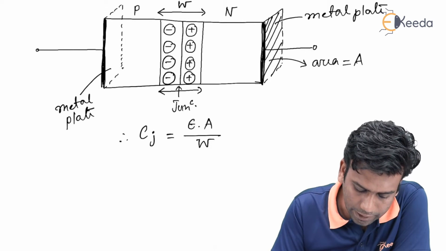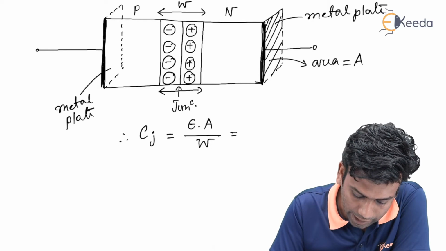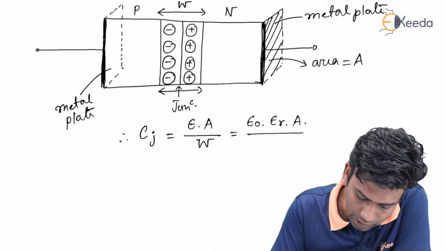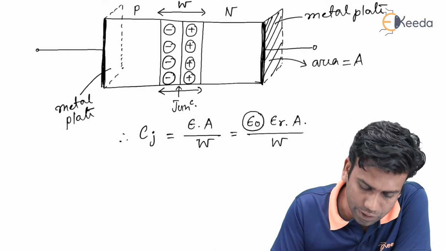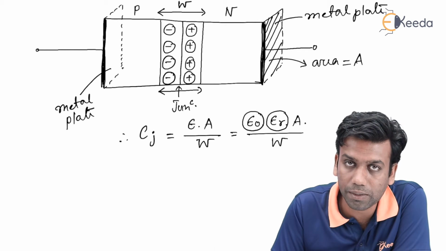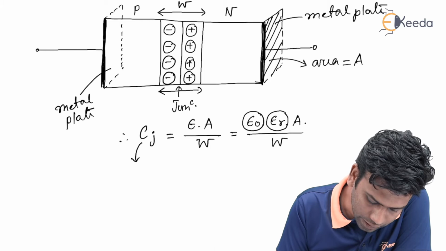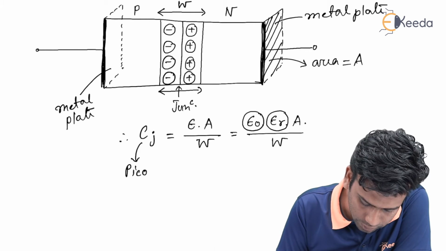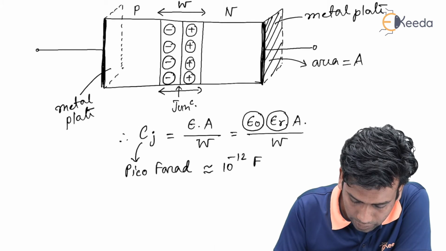Now, this epsilon is the permittivity of the material from which the diode has been fabricated. So, we can write epsilon 0 epsilon r into A divided by W, where epsilon 0 is the absolute permittivity of the material and epsilon r is the relative permittivity of the material. This junction capacitance will have a typical value of picofarad, meaning 10 to the power minus 12 farad.